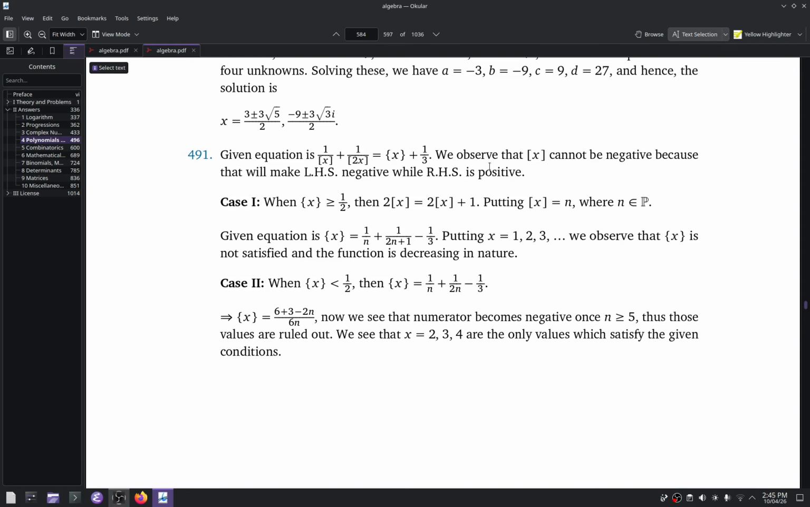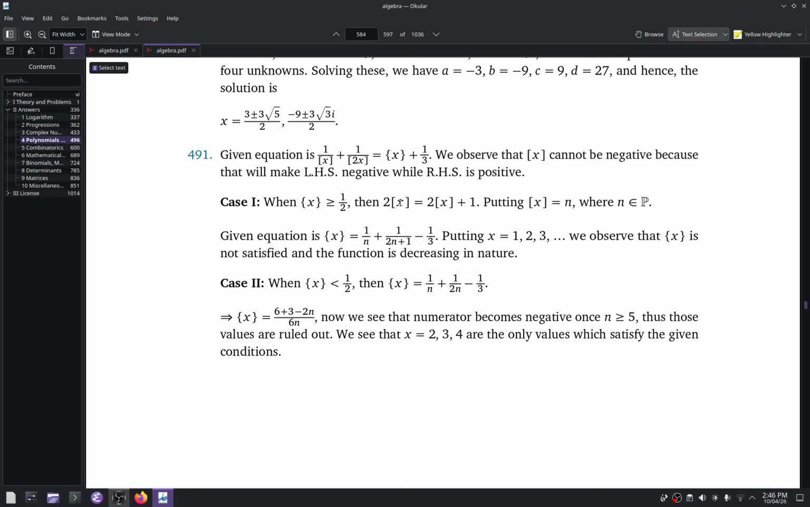So we have this equation. Now you see that the integral part of x cannot be negative because that will make the left hand side negative, but the right hand side will remain positive because the fractional part is always positive. Now we look at case 1. So case 1 says that the fractional part is greater than or equal to 1 by 2. So in this case, this 2 should be inside the bracket.